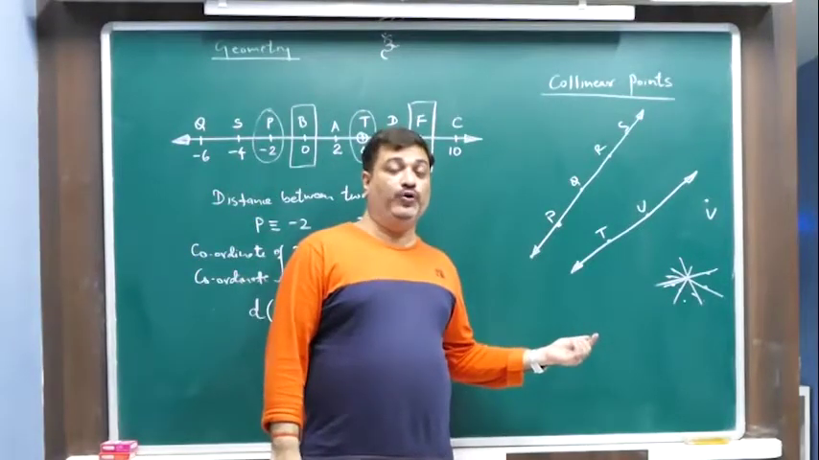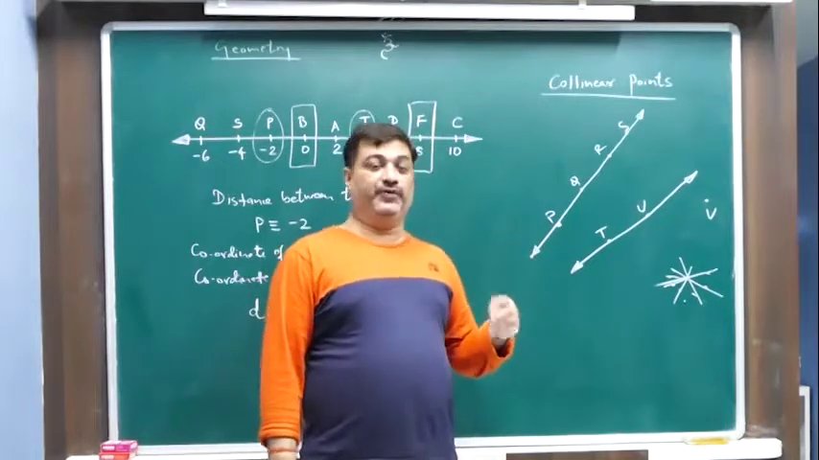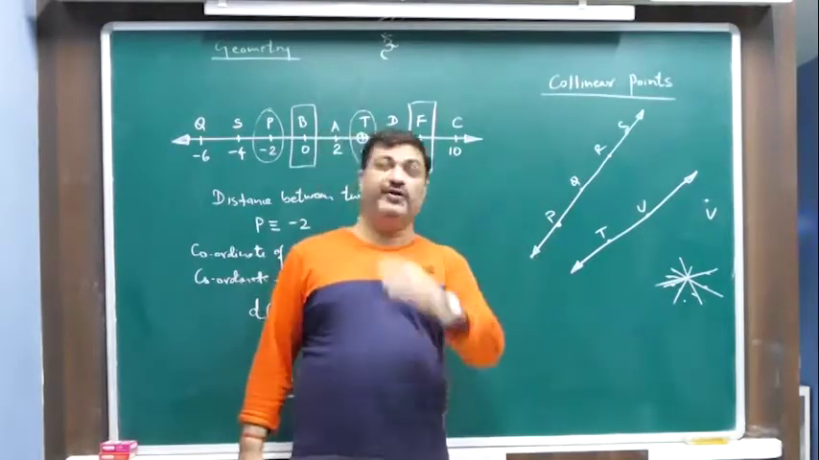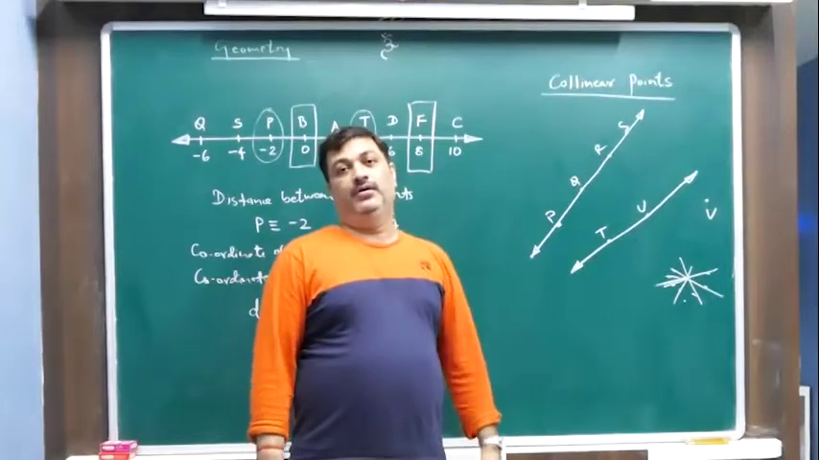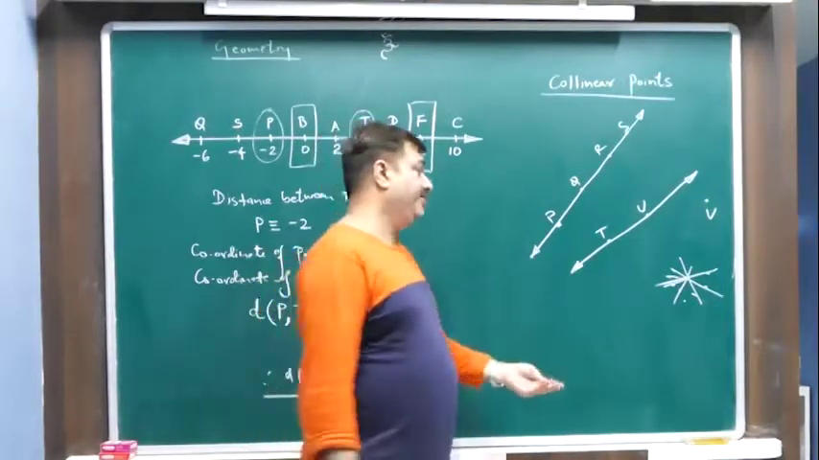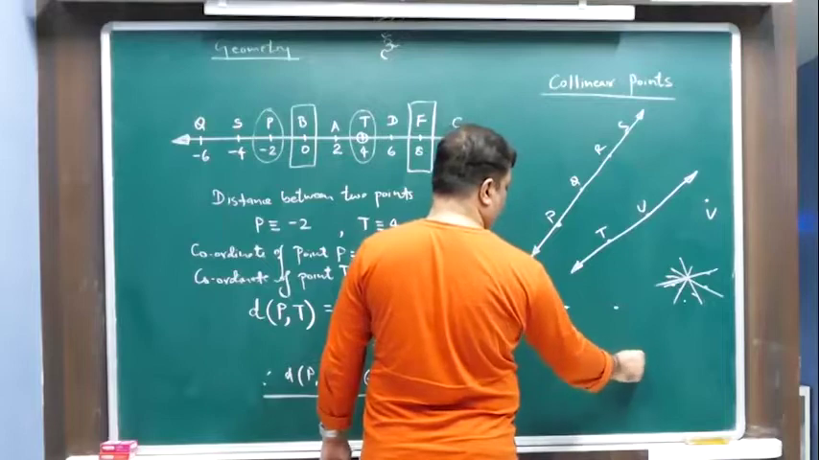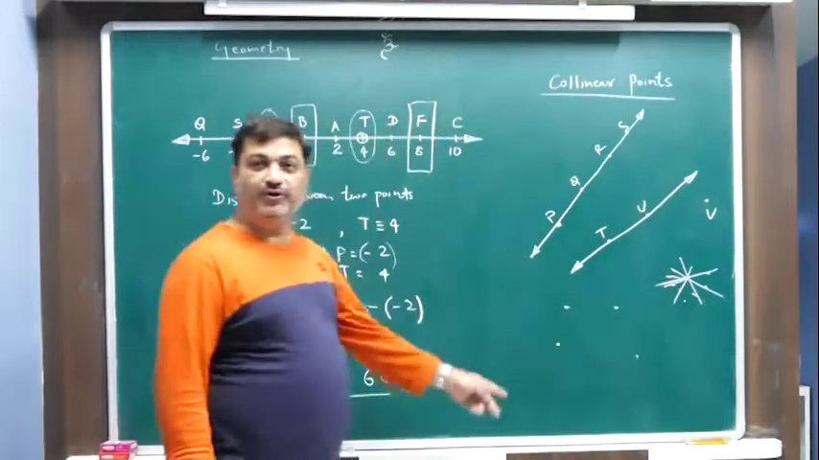You have to think only when there are more than 2 points. For example, here there were 4 points. Then you have to think, do they lie on the same straight line? Yes, then they are collinear. I can say, I can have 4 points like this also. I can have 4 points like this also.